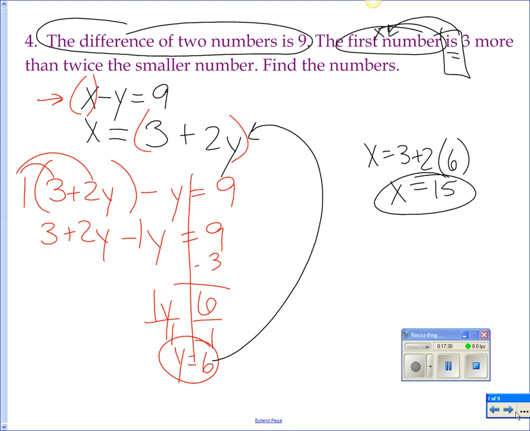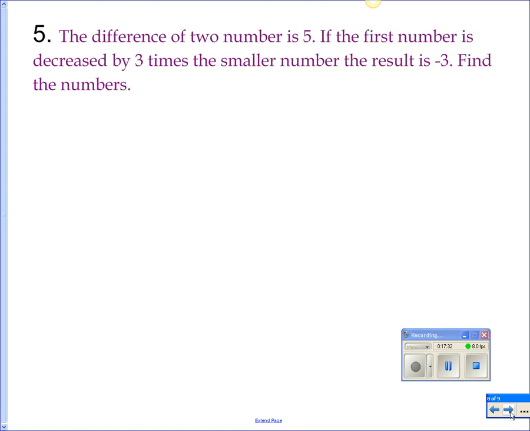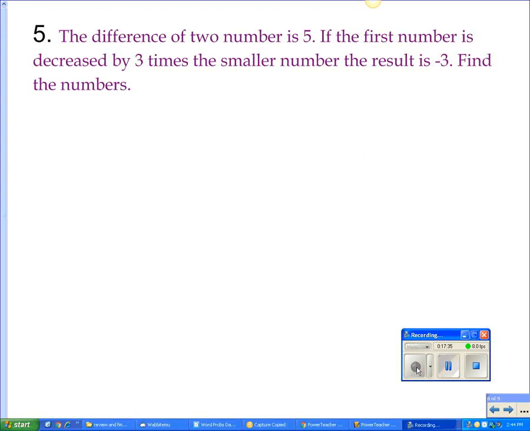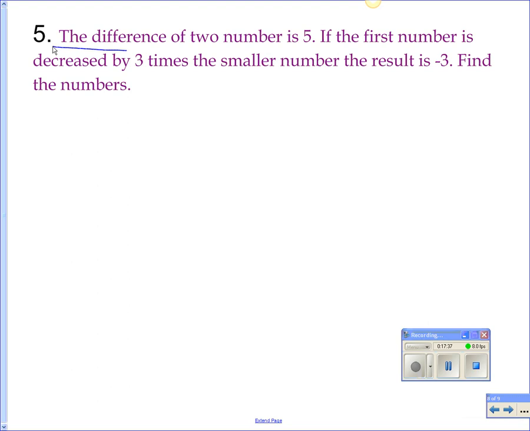All right. Number 5 is the last one. So the difference of 2 numbers. Tamara, how do you do the difference of 2 numbers? Subtract what? What do I write? What are we using for the 2 numbers? What letters? So I do x what? Very good. So x minus y equals 5.